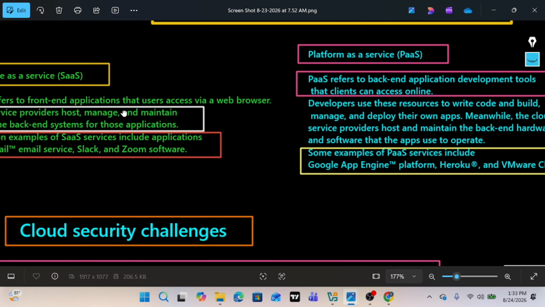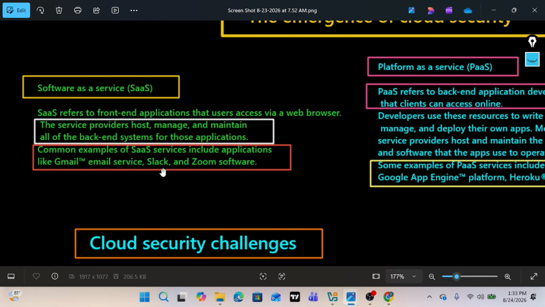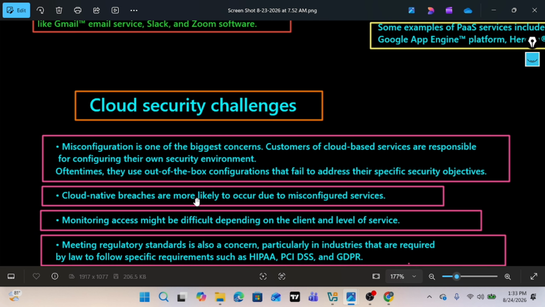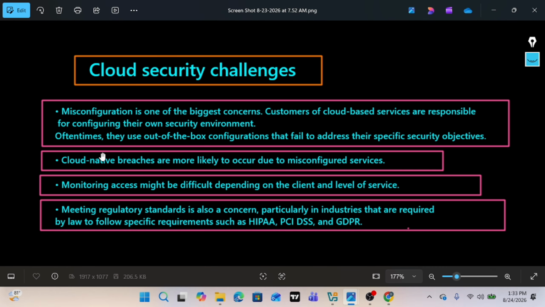Now, software as a service is very common. Of course, most of you have used Zoom, you've used Slack, you've used some of these Gmail email services. They are all examples of software as a service. Now that organizations are migrating to the cloud, it actually poses a lot of challenges. Like misconfiguration, cloud native breaches can occur. I've talked about the on-chain attack, where these cloud service providers can be attacked. Threat actors are now looking into the cloud because they know it is where data is.